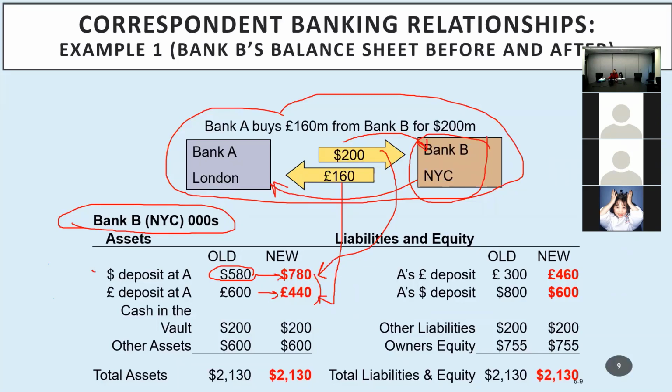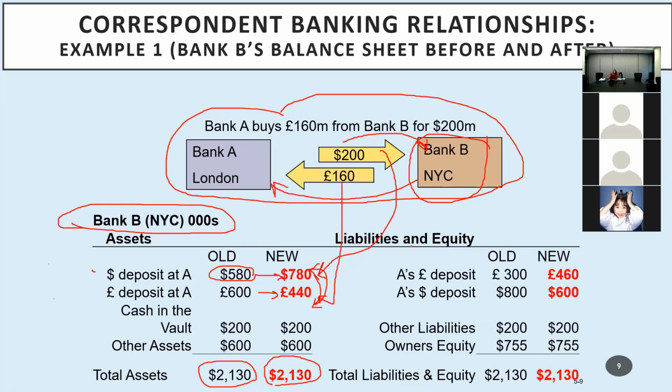So once again, because this is an exchange between the two currencies, there's no real change in the asset size of the bank. We started with 2,130. We still end up with 2,130, right?